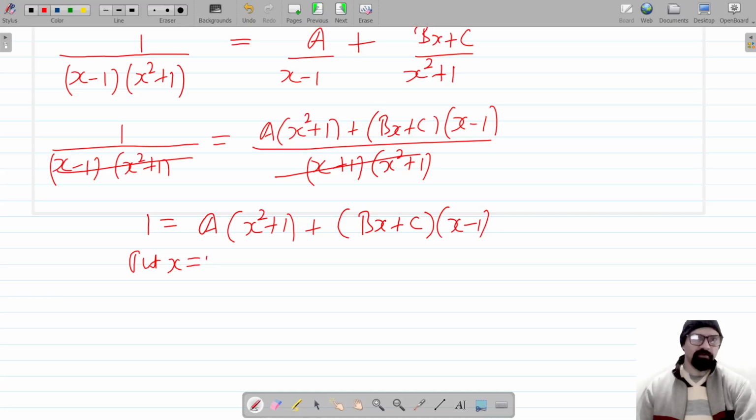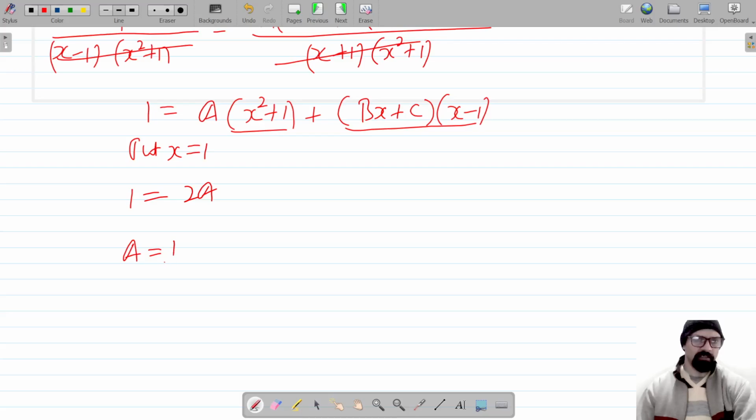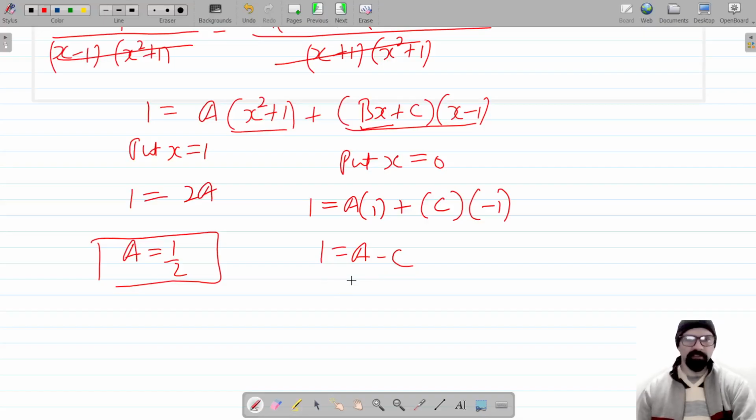Put x is equal to 1. If I put x equal to 1, this becomes 2A, and this term reduces to 0 because 1 minus 1 is 0. So A is half. Now let me put x is equal to 0. Then 1 is equal to A into 0 plus 1, which is A, plus B into 0 is 0, so we are left with C into 0 minus 1, which is negative C. So 1 is equal to A minus C.